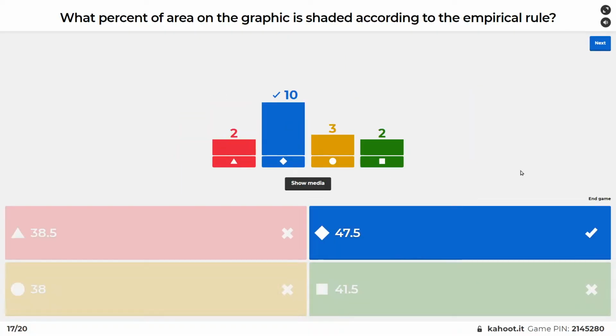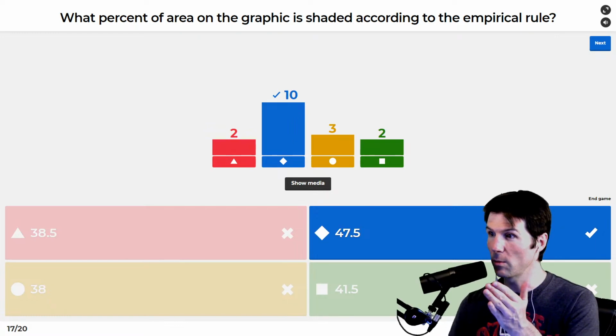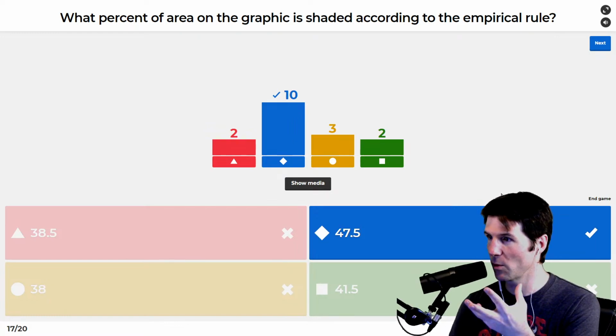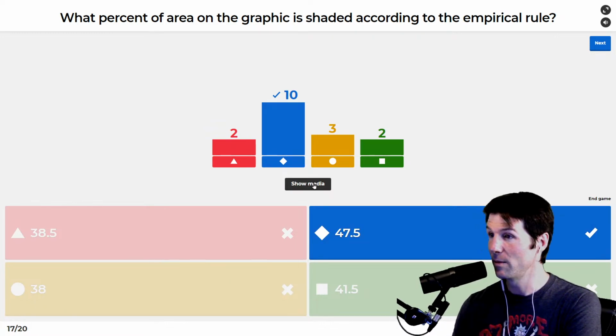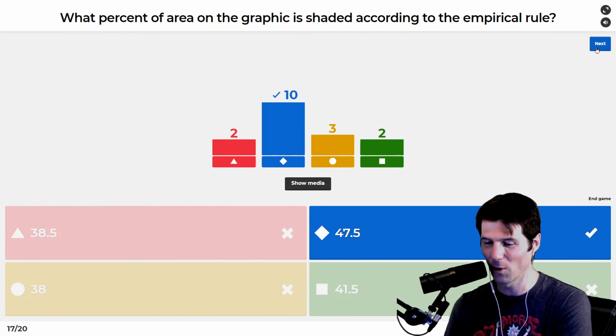So know your empirical rule. Great job, Hannah. Looks like you know those numbers extremely well: 0.15, 2.35, 13.5, 34, 34, 13.5, 2.35, 0.15. Make sure to check out the notes and practice up. Great work.